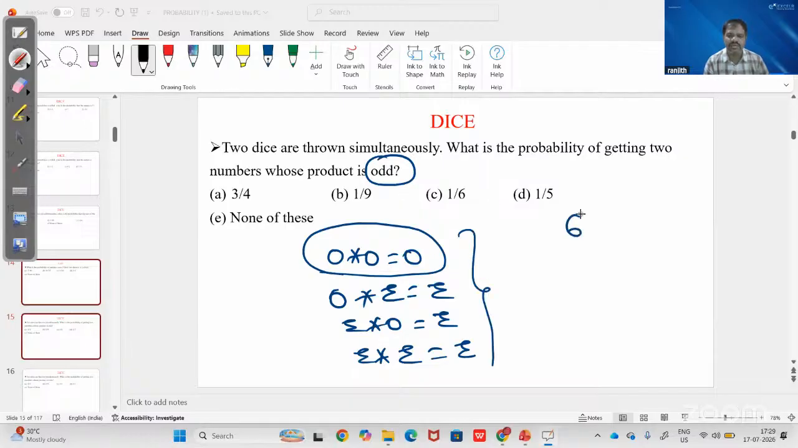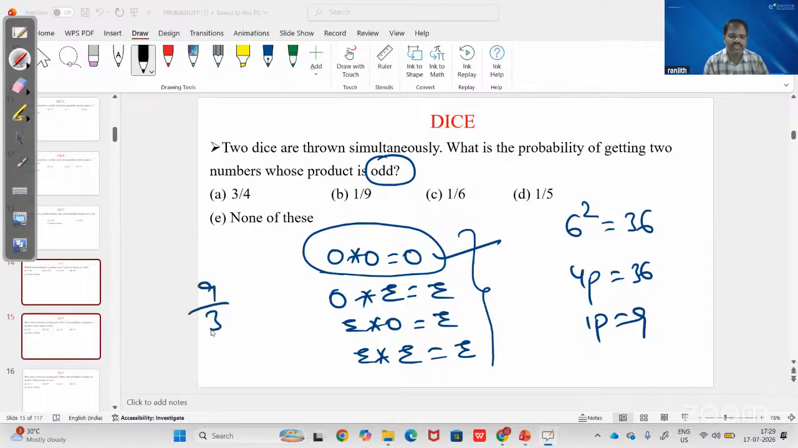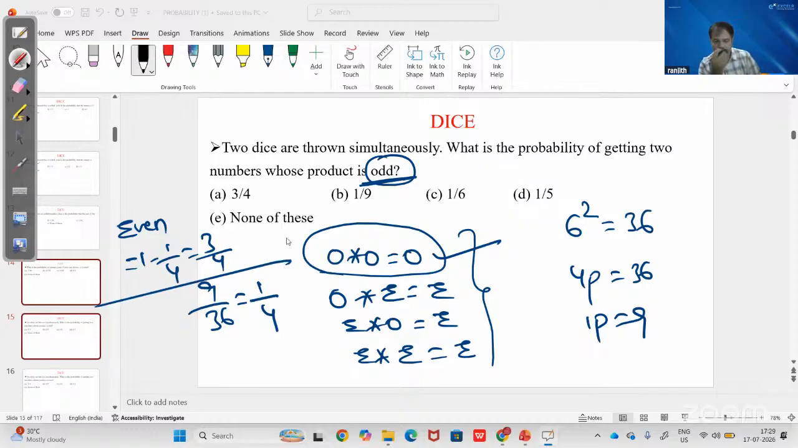The total when two dice are rolled is 6 square equal to 36. So total we are having 4 parts, 4 parts equal to 36. We need to find out only odd. Odd will be equal to only one part, and one part equal to 9. So 9 out of 36 equal to 1 by 4. If we want to find out product is even, then the remaining is 1 minus 1 by 4 equal to 3 by 4. Product is even equal to 3 by 4. Product is odd will be equal to 1 by 4.